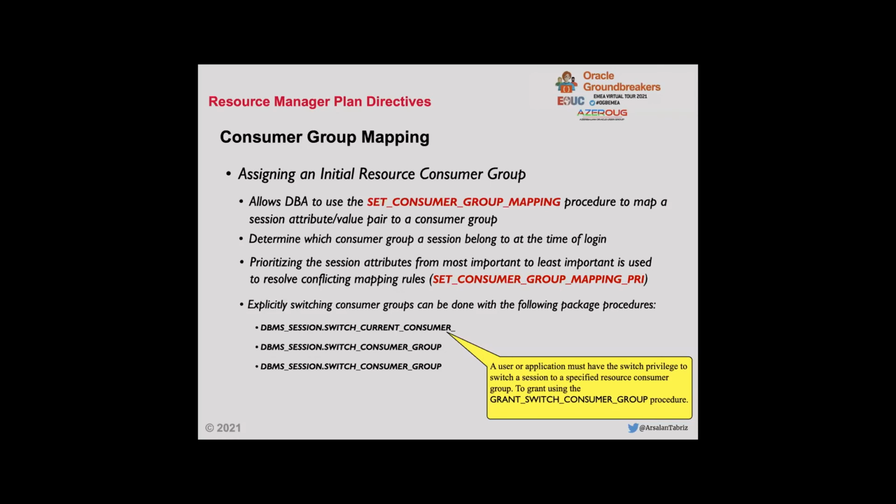Consumer group mapping assigns an initial resource consumer group. So a DBA can use the set consumer group mapping procedure to map a session attribute value pair to a consumer group. This determines which consumer group a session belongs to at the time of logging in.